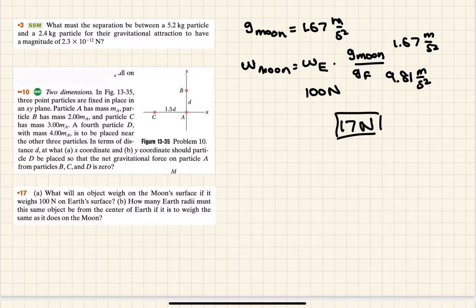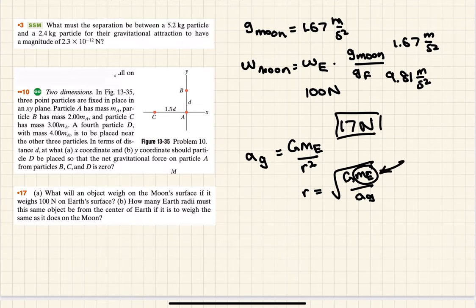How many Earth radii must the same object be from the center of the Earth if it is to weigh the same as it does on the moon? Well, we know acceleration due to gravity is equal to G times the mass of the Earth over radius squared. And so you can rearrange it to get radius is equal to the square root of G times the mass of the Earth over the acceleration due to gravity.